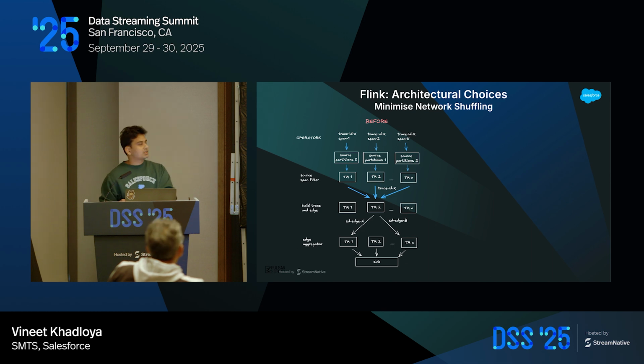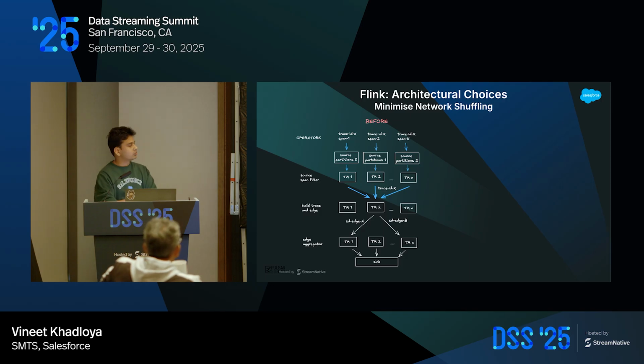Next, we focused on minimizing network shuffling in our job. So for our use case, as I mentioned, we needed to reconstruct the trace in real time. This meant the input data stream had to be keyed by trace ID. Now, initially our data stream was messy. Spans belonging to the same trace were on different partitions. So you can see the consequence of this in the before diagram.